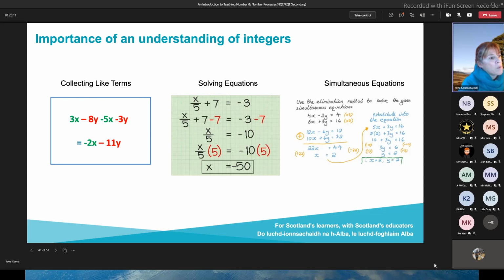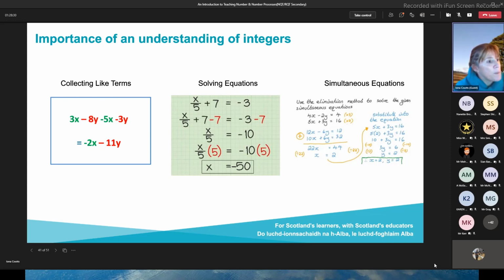And so we're doing that to both sides of the equation, so it stays balanced. And then we've also got the multiplicative inverse there as well. We have a division by 5. The inverse of that is a multiplication by 5. So these inverse operations, really, really important that learners have a good understanding of that.